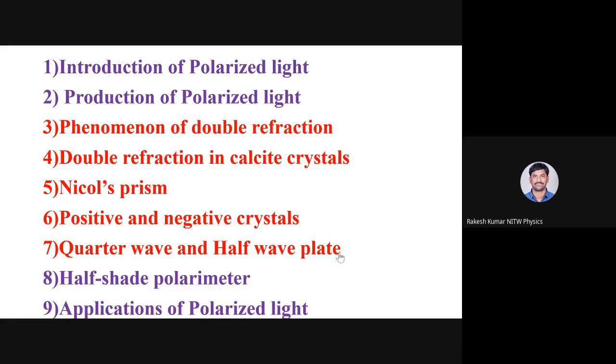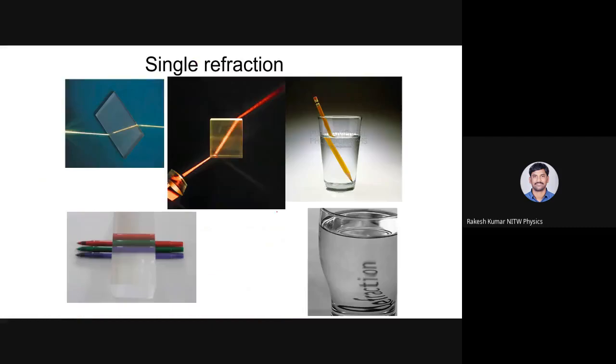Then we are going to modify our calcite crystal slightly to fabricate a Nicol prism. Once you know about double refraction in calcite, we will define what is meant by a positive crystal and a negative crystal. Then we will see the quarter wave plate and half wave plate. This is the content for today's lecture. Probably we can discuss these last two parts in the next class. Okay, we'll start with double refraction.